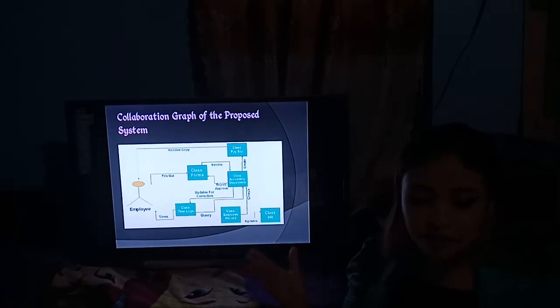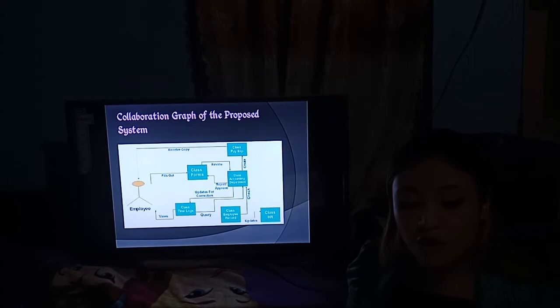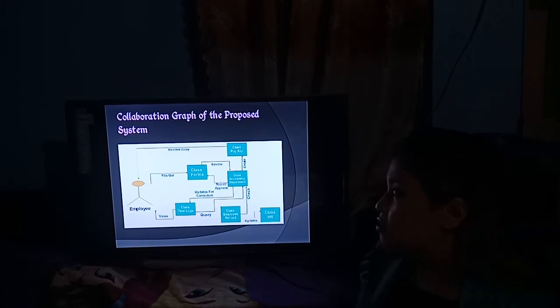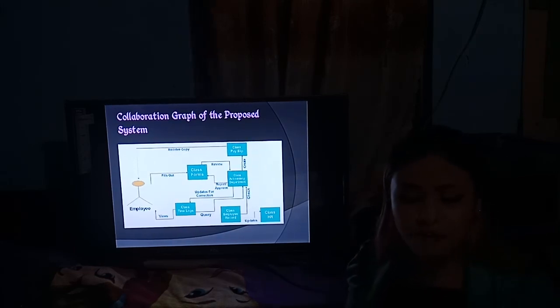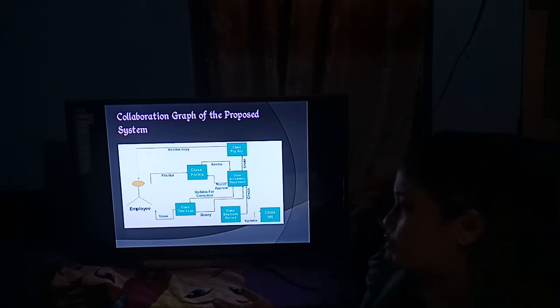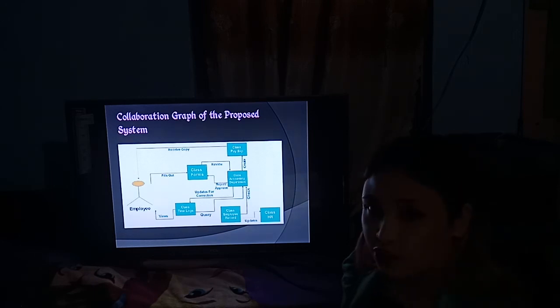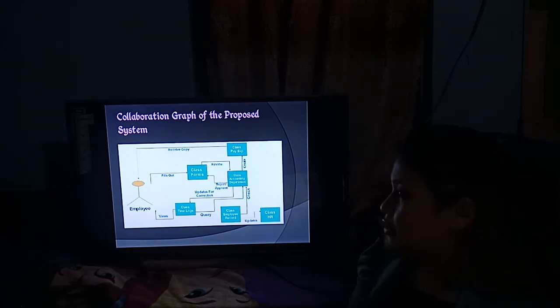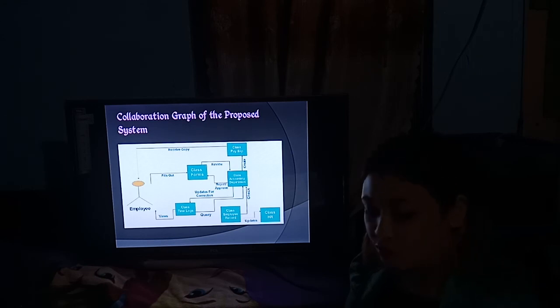This is the collaboration graph of the proposed system. This stickman represents an employee who is viewing the time logs, filling out the forms, and receiving the payslip. There are different operations applied to the identified classes. For example, in the time log, we can process the operation of query, and update for correction. The next operation is for the class form. We can review it, we can reject or approve it, and we can fill out the form.